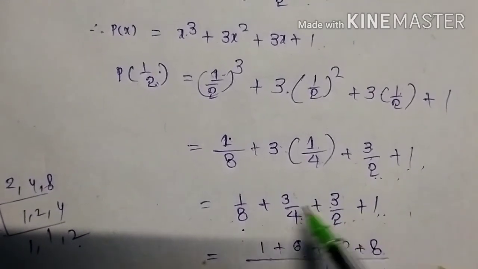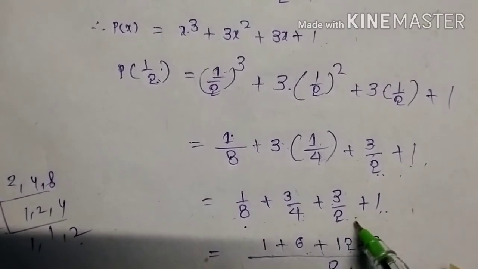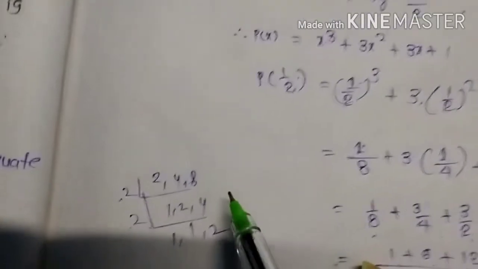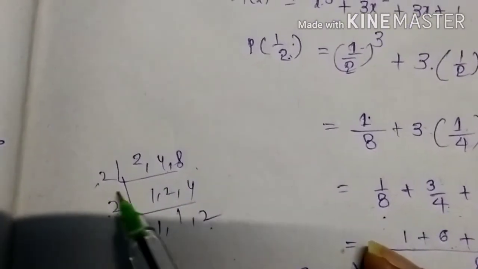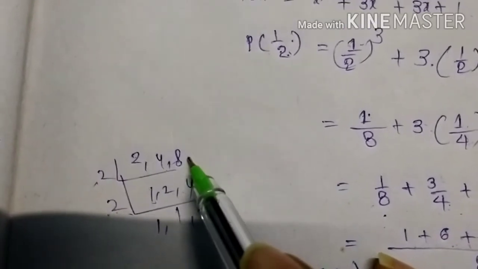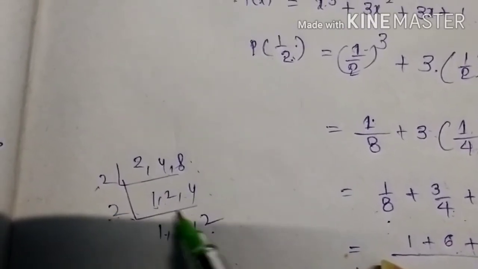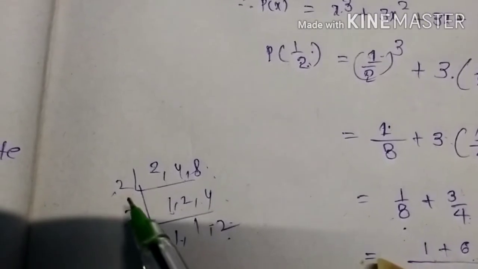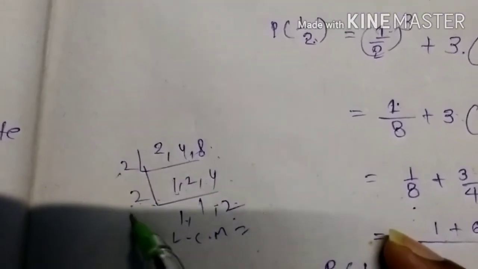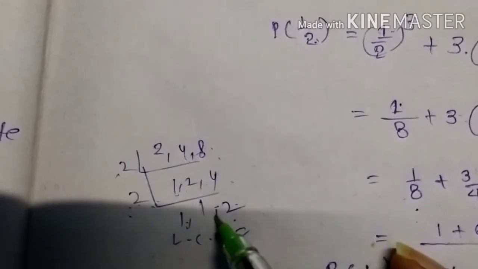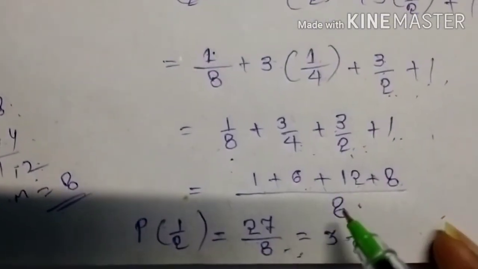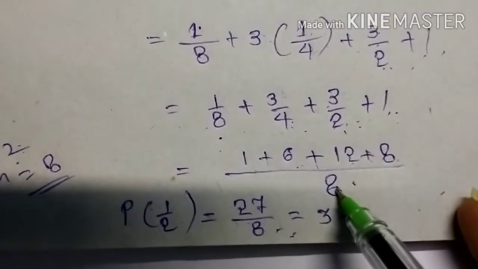These are all unlike fractions. So how can you simplify? Just find the LCM. See here, I am doing the LCM of 2, 4, 8. 2 ones are 2, 2 twos are 4, 2 fours are 8 only. In this way you can write here 2 ones are 2, 2 twos are 4. That means your LCM is how much? LCM is equal to 2 twos are 4, 4 ones are 4, 4 ones are 4, 4 twos are 8. That means the LCM is 8.